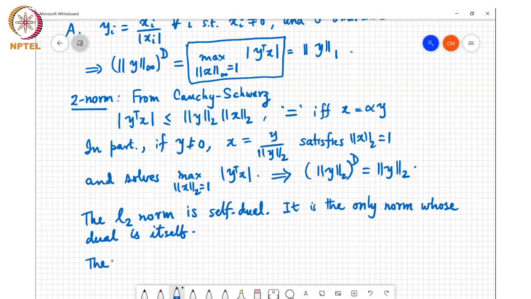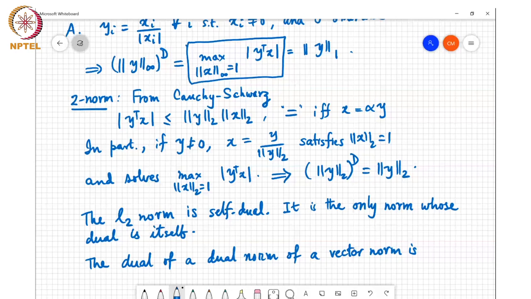So the dual of a dual norm of a vector norm is the vector norm itself. So you can't go on producing new norms by finding the dual of the dual of the dual and so on. You can do two of them and that's it. You stop there. Yeah. What is the question?